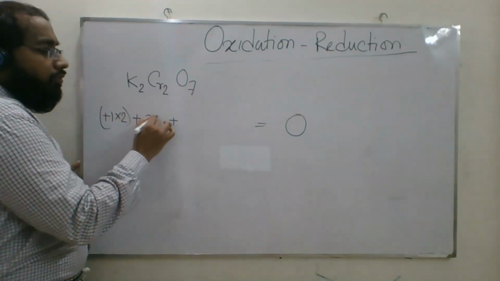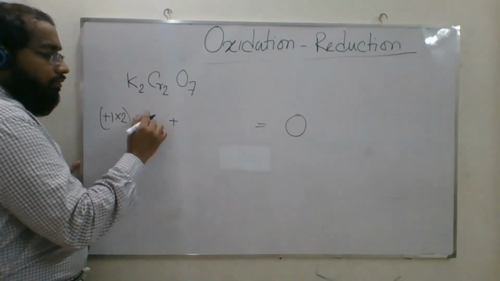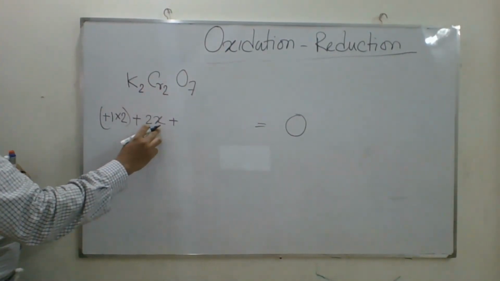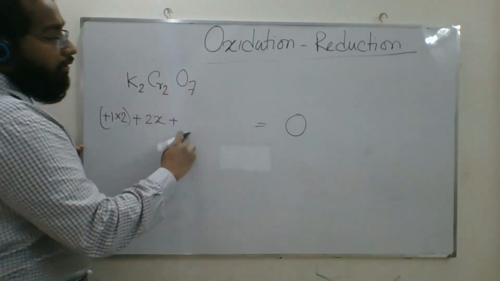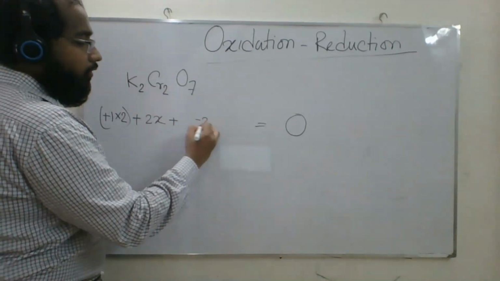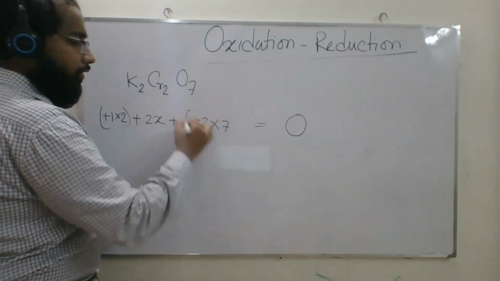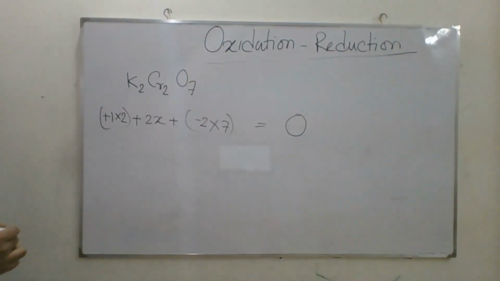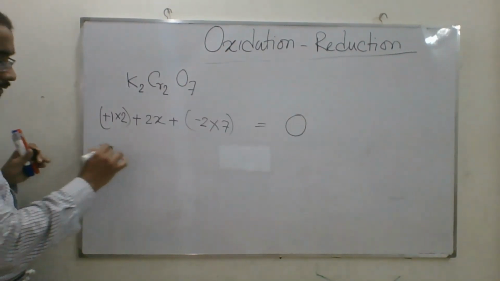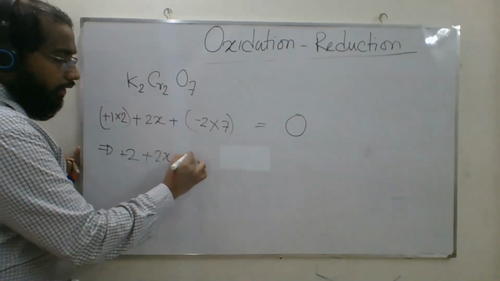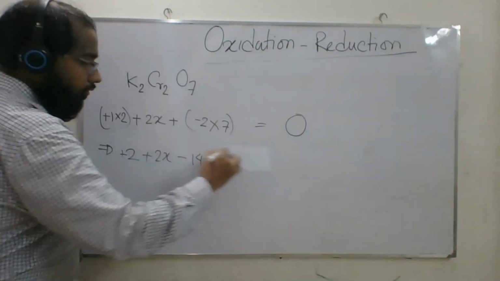For chromium, we don't know its oxidation number, so we suppose it is x, so 2x. And then oxygen is -2, usually, into how many oxygen atoms? 7 oxygen atoms. Now we can write +2 plus 2x minus 14 equal to 0.